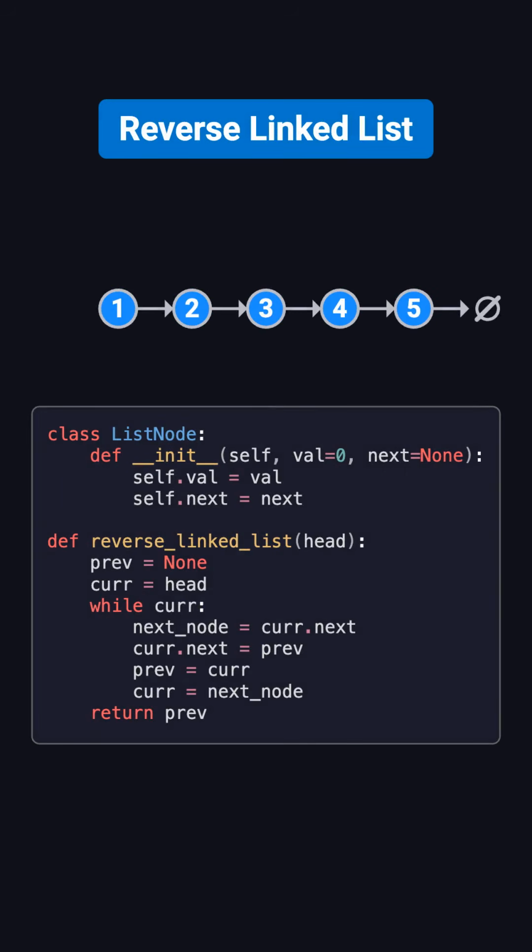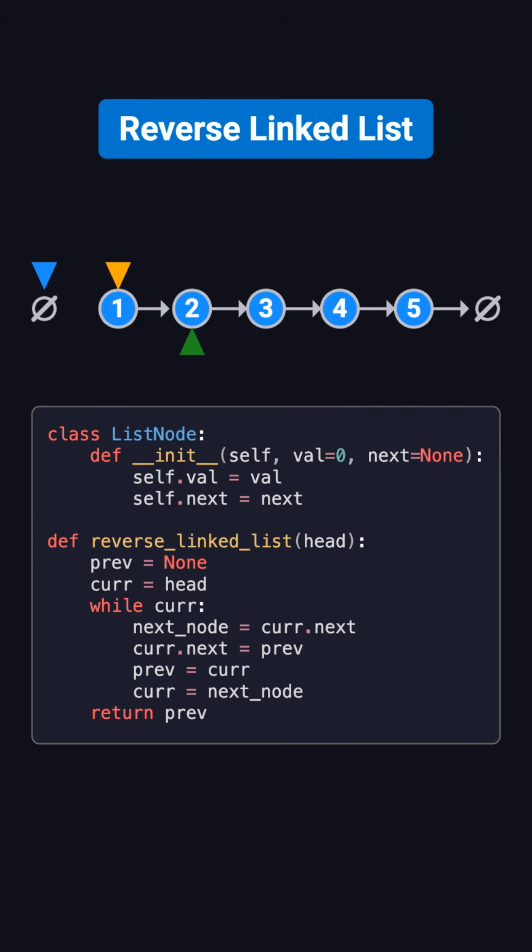For the second example, let's look at reversing a linked list. The idea is to start from the head of the list and gradually flip the direction of the pointers so the entire list ends up reversed. To do this, we use 3 pointers. One called prev, pointing to the previous node, one called current, pointing to the node we're working on, and a temporary next node to remember the next link.